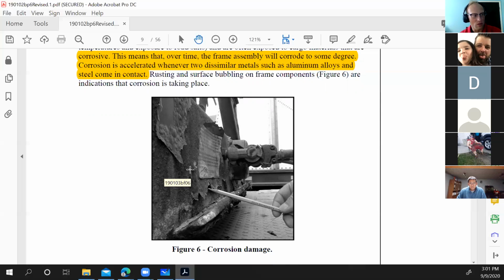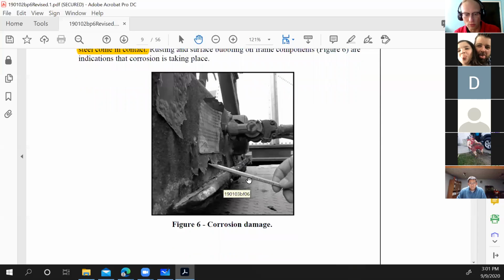I used to fix a lot of Lilydale trailers, so they haul live chickens, and that chicken poop is very corrosive. You can have a trailer that's only a few years old looking like this, where underneath it's bubbling up and there's holes in the steel from the corrosion.